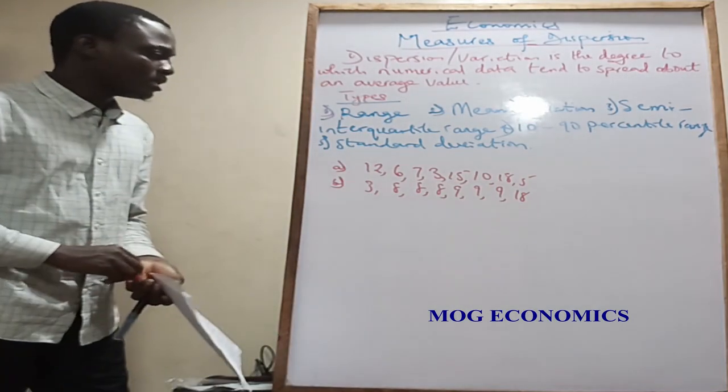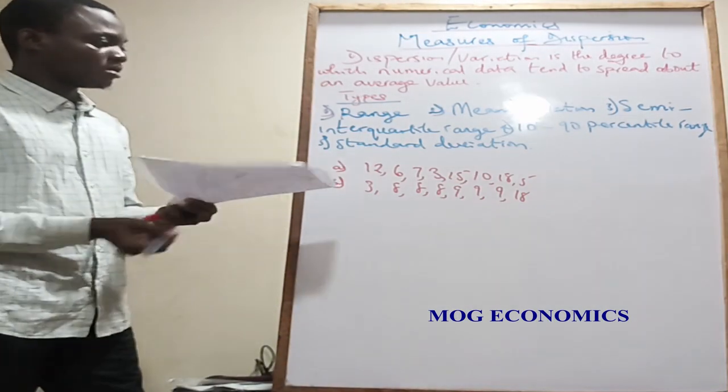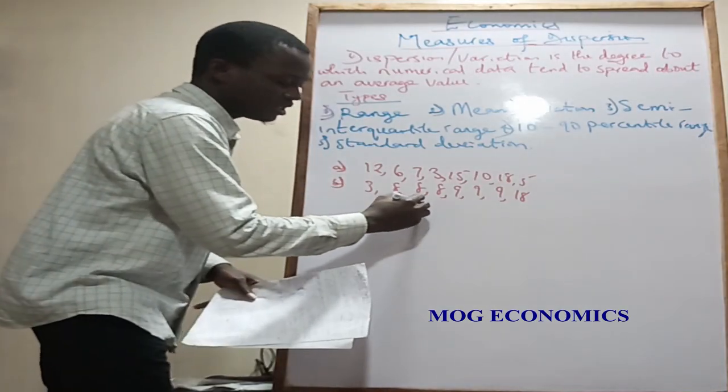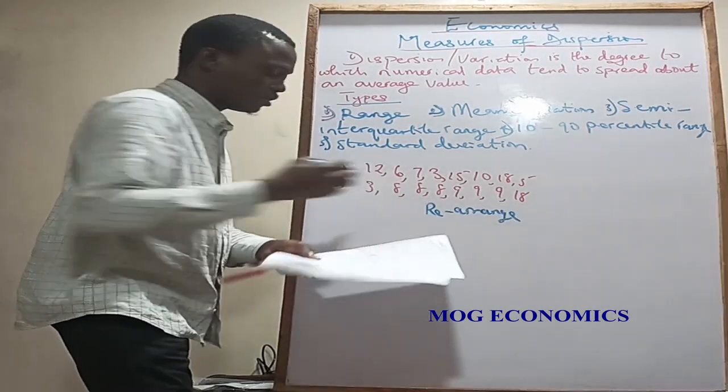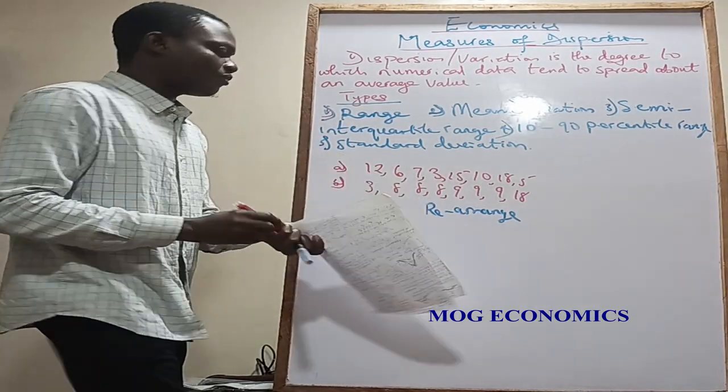Looking at this, we can rearrange to just make things clear. It's not necessary to rearrange, but we can just decide to rearrange all of these figures. When we do that, we are going to have three.